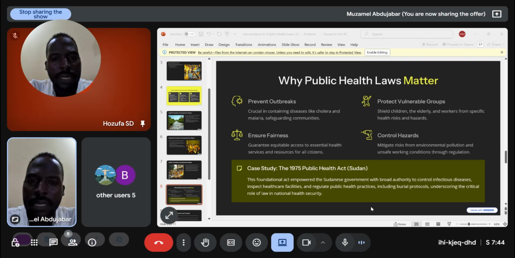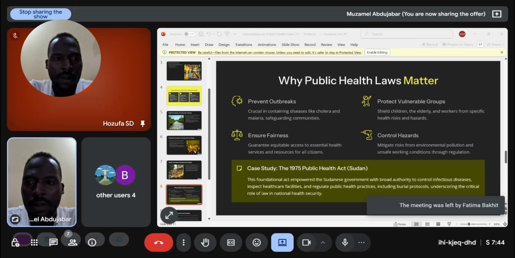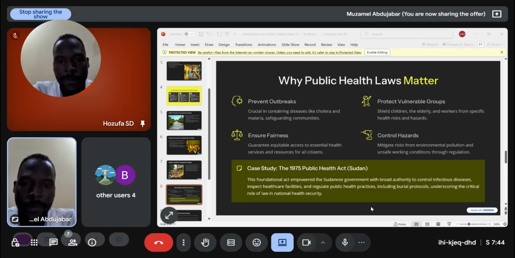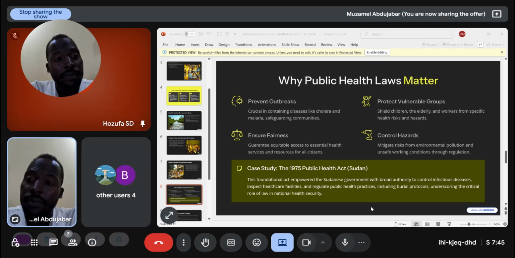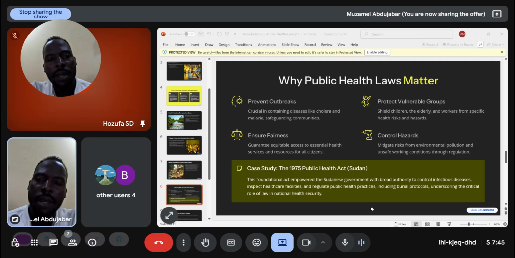One of them, as I mentioned, preventing outbreaks is crucial in containing diseases like cholera and malaria, safeguarding the community. It's being requested right now. As you know, there is an outbreak taking place in Sudan. The request from them is mandatory to use precautions like cleaning your hands and not buying open food from the market.